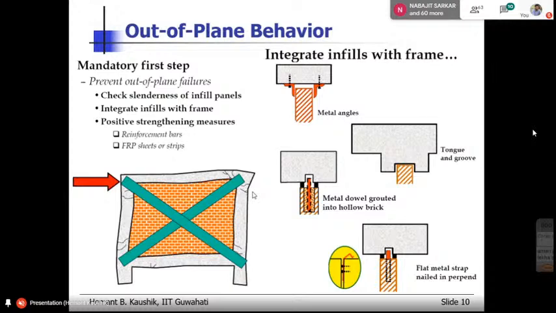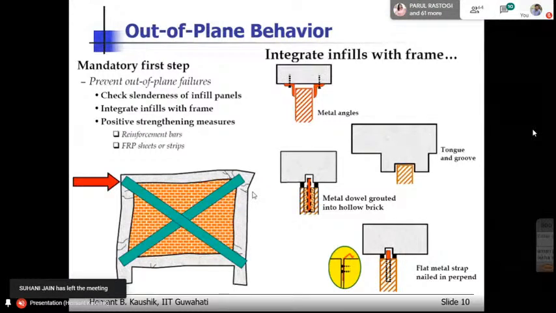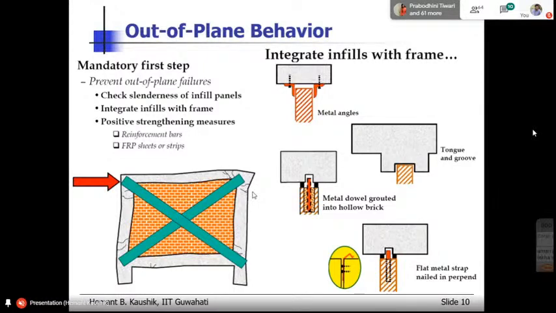So to avoid the out of plane failure, we try to integrate these infills with the frame using various methods. We try to prevent these out of plane failures rather than designing these walls and frame for the out of plane failure. Now, what are the ways to prevent the out of plane failure? There are many ways. For example, we have to check the slenderness of the infill panels. We observe that long walls, for example the walls in classrooms or in hospitals which have longer rooms, are more susceptible to out of plane failure, simply because they vibrate in the out of plane direction and the mass is large.